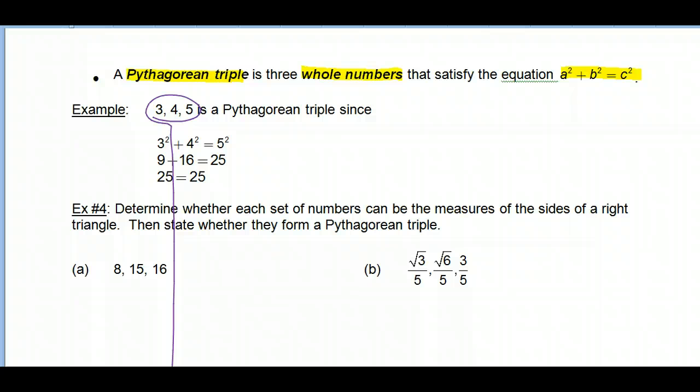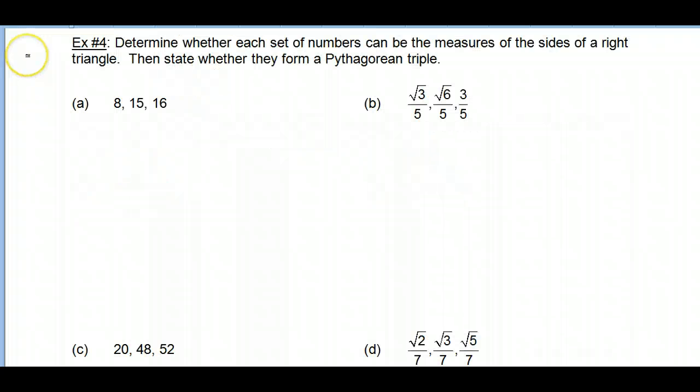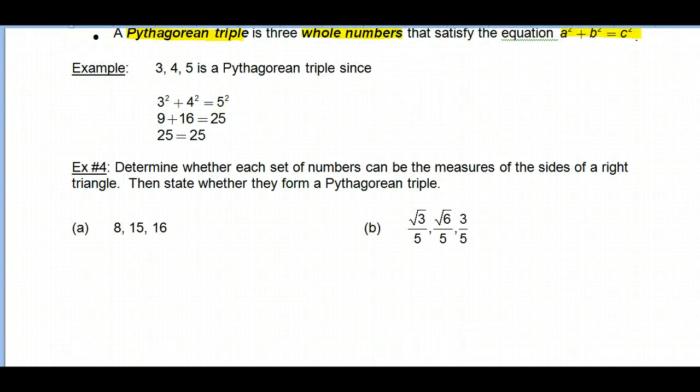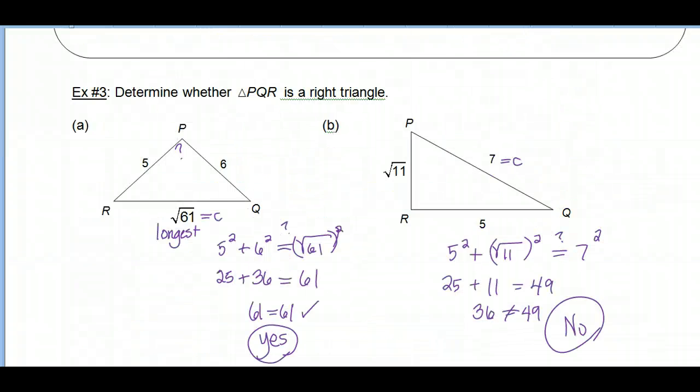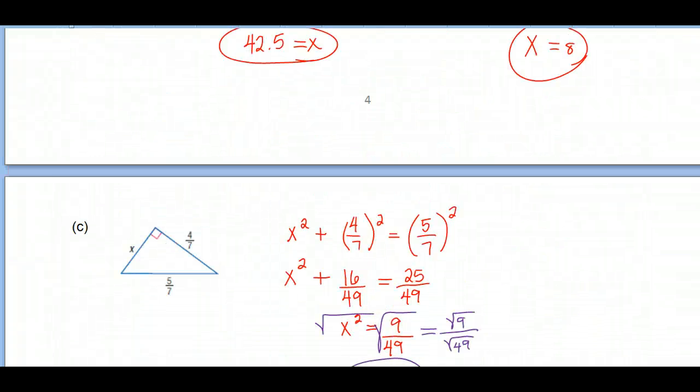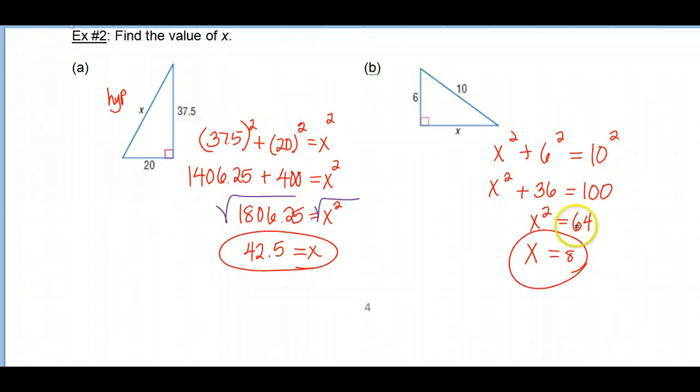8, 15, 16? You think 8, 15, 16? Yeah, 8, 15, 17. Let's see. 8, 15, 17. We just did one up here, example 2b. This turned out to be 6, 8, 10, which is another example of a Pythagorean triple.